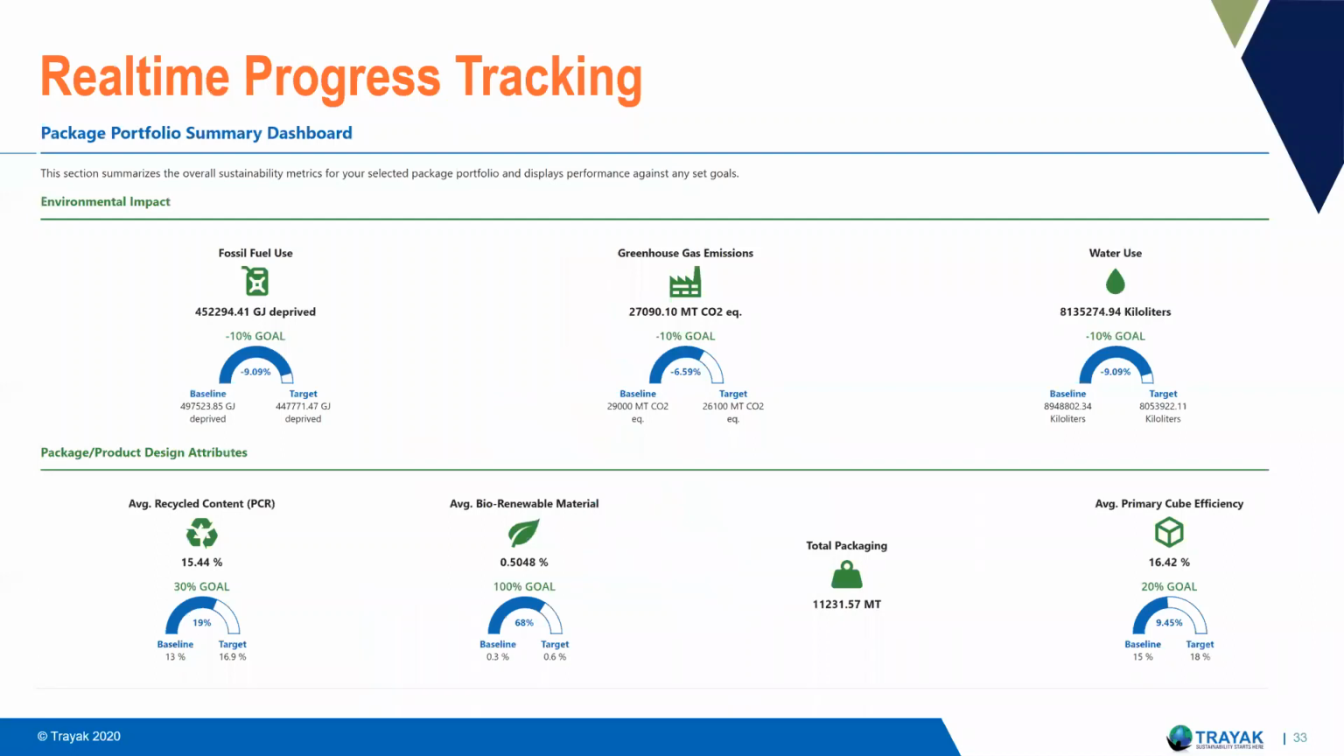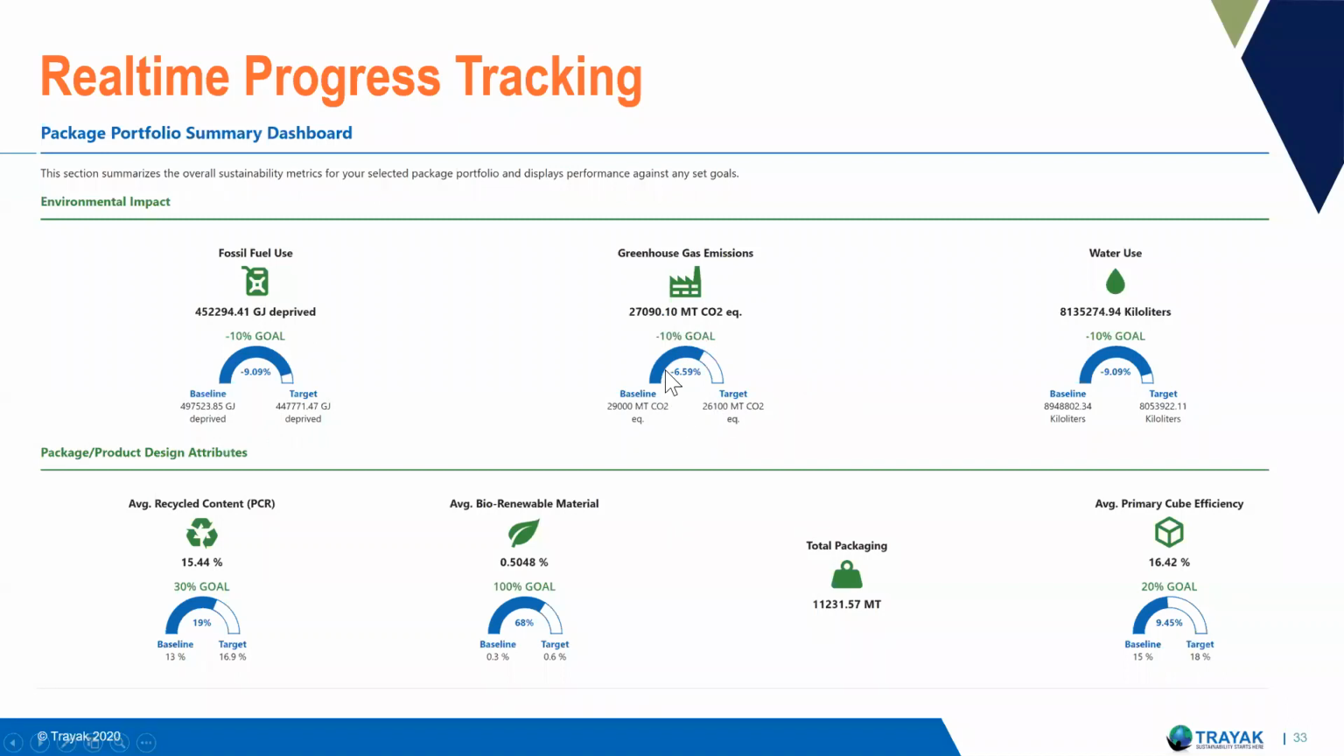So this allows you to track your progress in real time. You can enter those goals in Compass, and when I run a roll-up report, I can benchmark against those goals. For example, you can see with some new packaging changes, I've been able to reduce my fossil fuel use by about 9%. So I'm almost at my goal, which was about reducing by 10%.